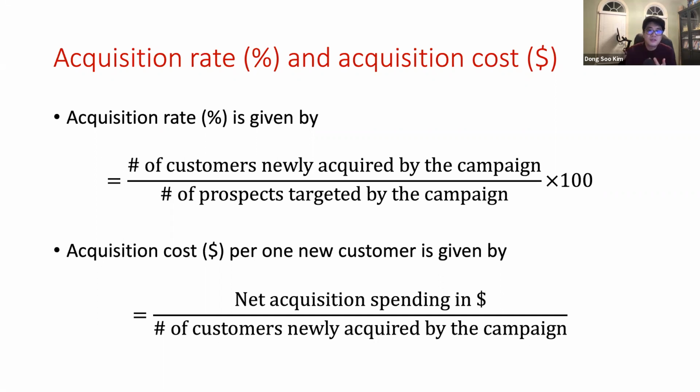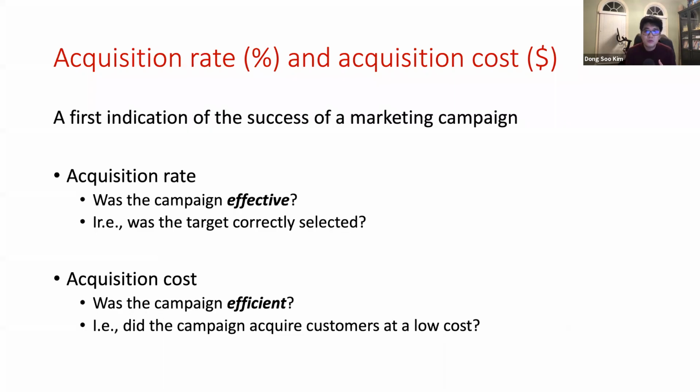As I mentioned in the example, the acquisition rate and acquisition cost can be used as the very first indicator of the success of a marketing campaign. The difference between the two metrics is what the metric focuses on. The acquisition rate indicates the effectiveness of the campaign. In our example, the acquisition rate was 1%.